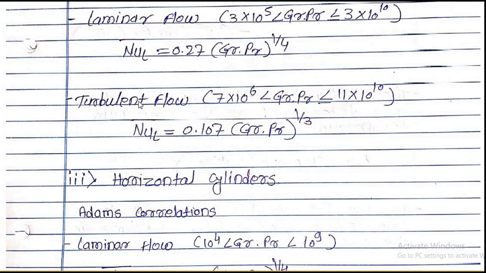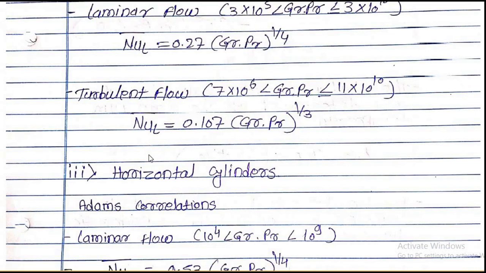And turbulent flow will be considered when the Grashof number and Prandtl number product is greater than 7 into 10⁶ and less than or equal to 11 into 10¹⁰. So in that case, the average Nusselt number is equal to 0.107 into bracket Grashof number multiplied by Prandtl number raised to 1/3.